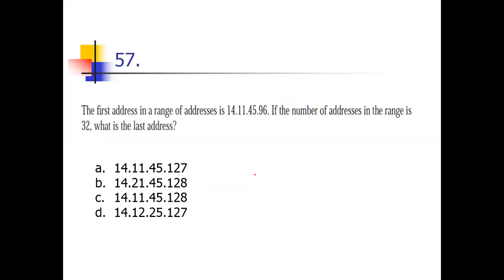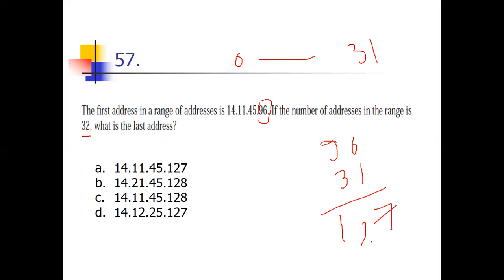The first address in the range is 14.11.45.96. If the number of addresses is 32, what is the last address? The total range is 32, which means the addresses will be numbered from 0 to 31. The first address ends in 96, so the last address will be 96 plus 31, which is 127. So the last address is 14.11.45.127.